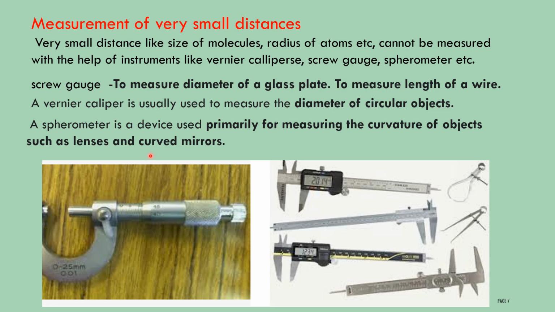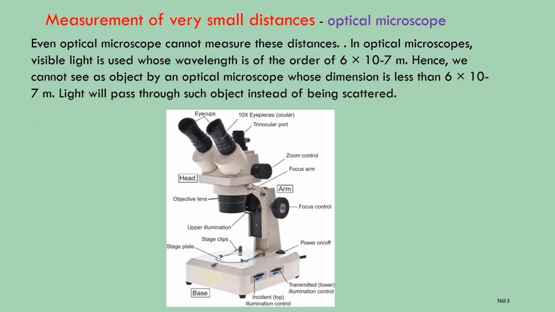a curved mirror. Therefore, we can't measure small distances like the size of molecules and the radius of atoms using vernier calipers, screw gauge and spirometer. Then let us study in detail which instrument is used to measure very small distances. Can we use an optical microscope to measure very small distances?